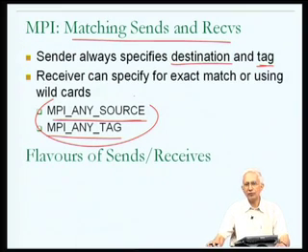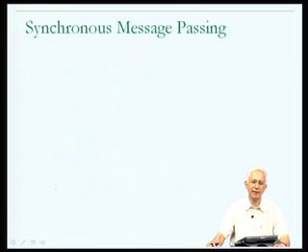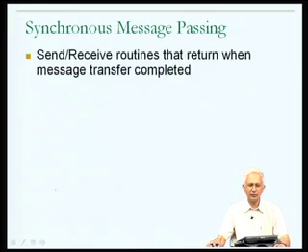Now, further there are two flavors to sends and receives in MPI, which are what are called synchronous and asynchronous. We have seen these two words earlier when we talked about asynchronous I/O, input and output, and there's a similar flavor to what is happening in the case of MPI. Now, the idea of the synchronous message passing is that the send and receive routines return when the message transfer has been completed.